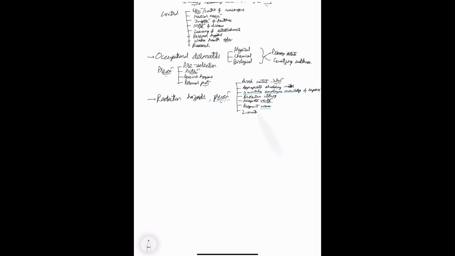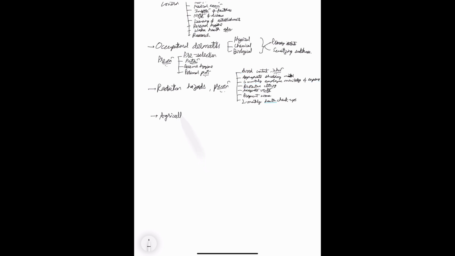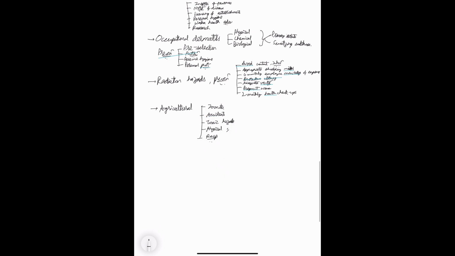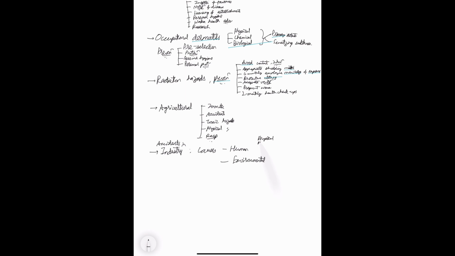Now, we also have agricultural hazards, which can be zoonotic, accidental, toxic hazards, physical hazards, and respiratory hazards. One of the respiratory hazards is farmer's lung, which we have seen earlier. And we also have industrial accidents, which can be caused by humans as well as environmental factors. Under humans, we have physical, physiological factors, and psychological factors.